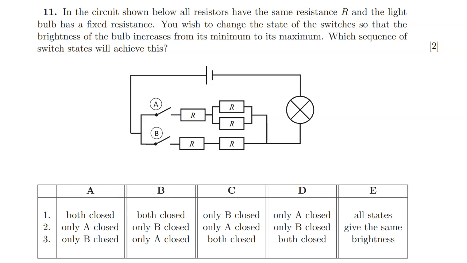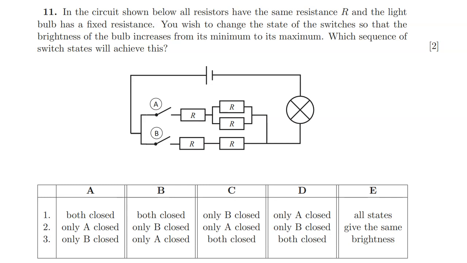So in this question we've basically got three what I'll call configurations. First, when switch A is closed. Second, when only switch B is closed. And third, when both switches are closed. And each of those different configurations will give a different bulb brightness.